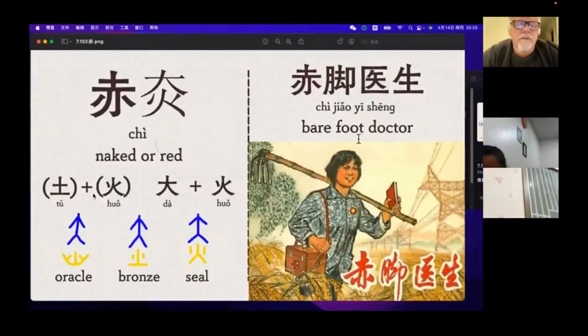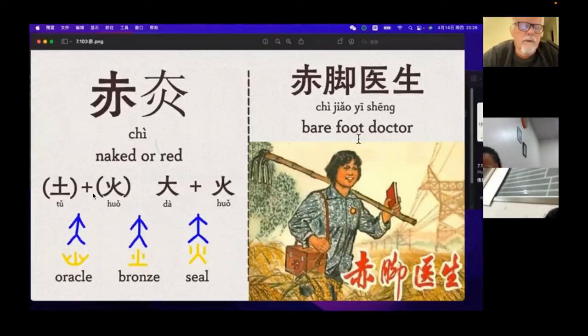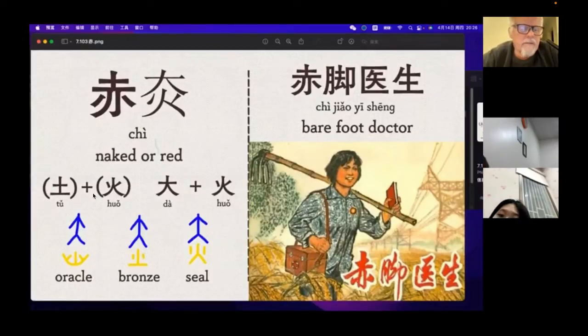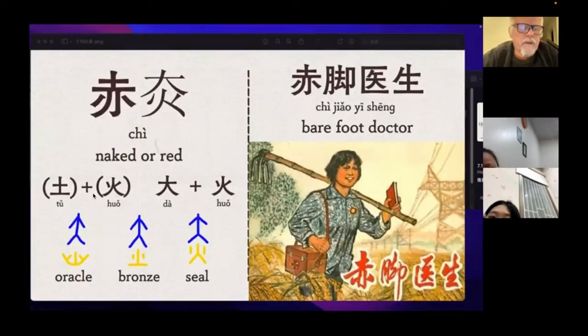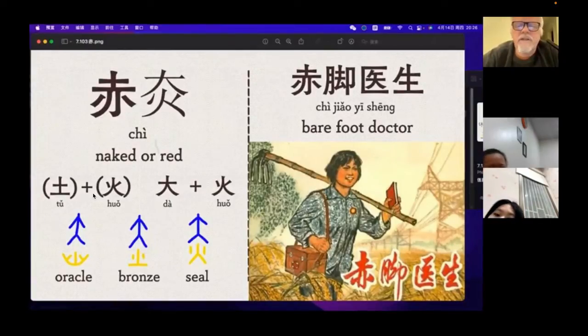Okay, so we'll talk about the word. You see the current word, it has like a tu on the top, something on the bottom, and it comes from a da on the top and a ho on the bottom. So, a man by a fire, basically means red, but it also means naked.